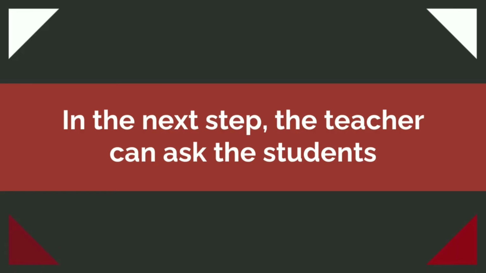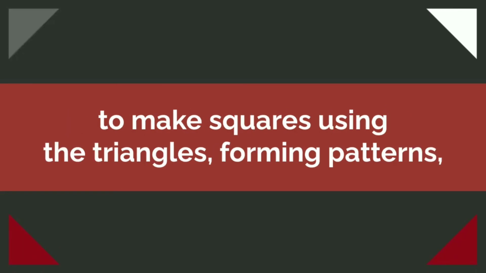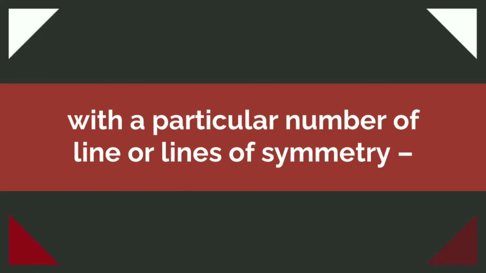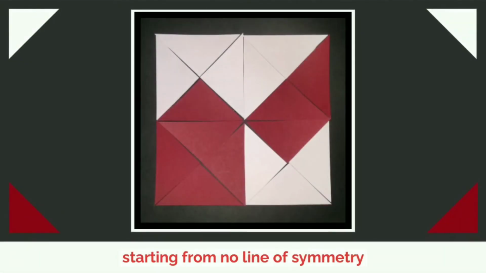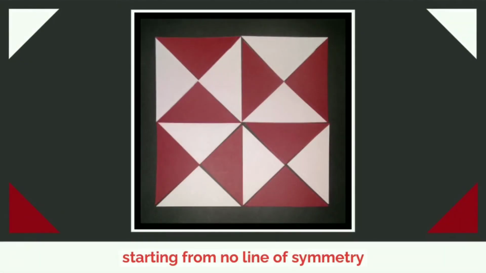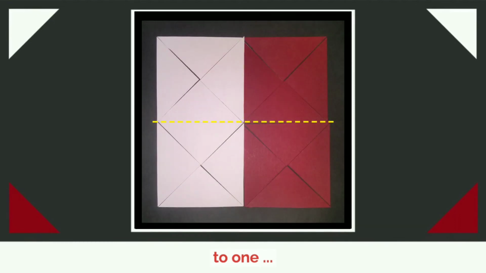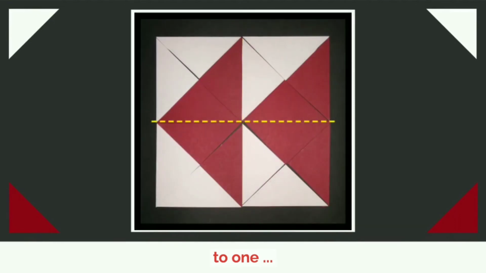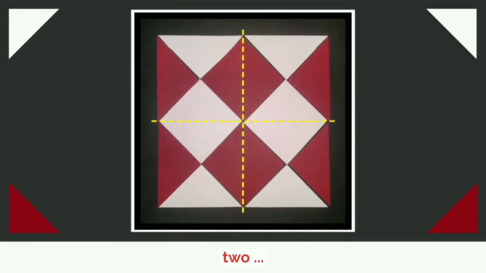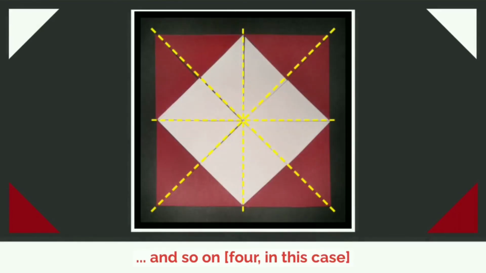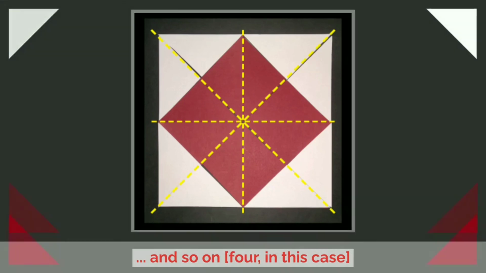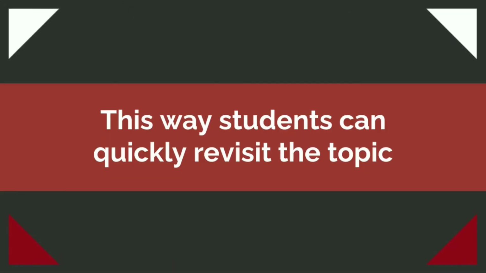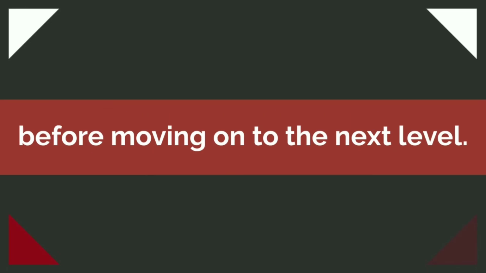In the next step, the teacher can ask the students to make squares using the triangles, forming patterns with a particular number of line or lines of symmetry, starting from no line of symmetry to 1, 2, and so on. This way, students can quickly revisit the topic before moving on to the next level.